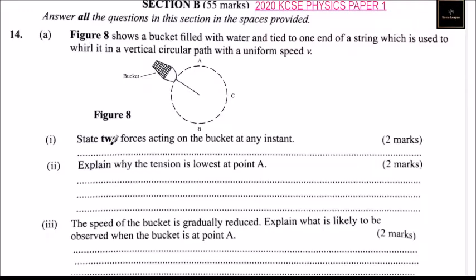Part A of the question says state two forces acting on the bucket at any instant. So one of the forces is its weight or gravitational force. And this is the first one, and the other one is tension, or we can call it the centripetal force acting on the string.